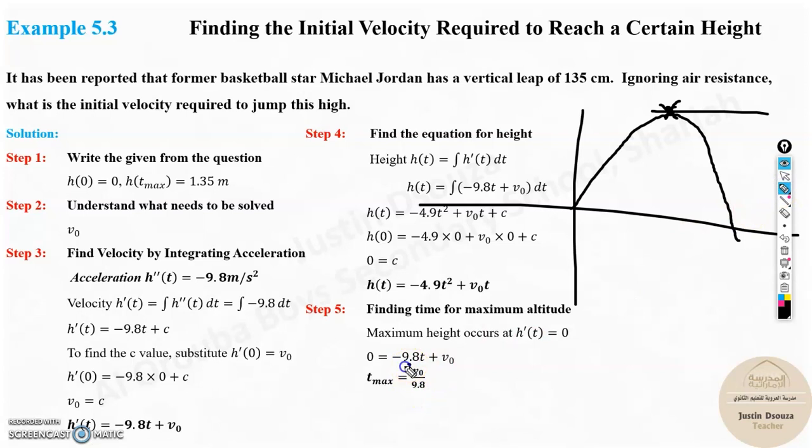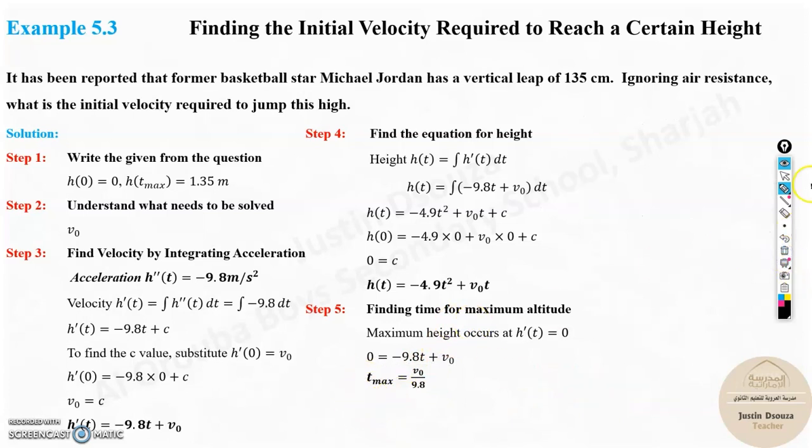So what we are doing over here is take this to the other side, it becomes plus 9.8 t, so 9.8 t equals v naught. So all we do is we will just divide both the sides by 9.8. You will get T max is equal to V naught divided by 9.8. Why do we write T max? Basically, that is the time, sorry, it's not the maximum time. It is the time where maximum altitude occurs. That is why it's T max.